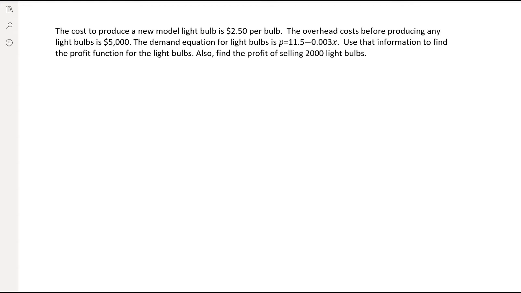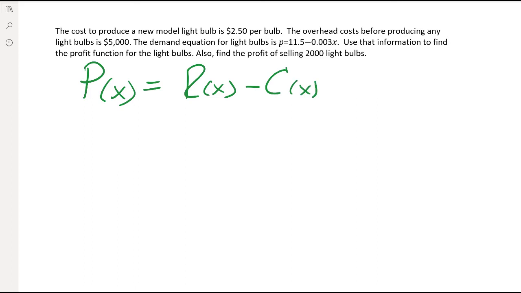Okay, so a lot of information is coming at us fast. So let's recap. We said that our profit function, big P of x, is equal to our revenues, denoted by R of x, minus our cost function. Okay. Well, we've got some work to do. We do not know the revenue function. We do not know the cost function, but they give us the information we need in order to figure that stuff out. So, for example, here let's talk about the cost function. Let's start there.